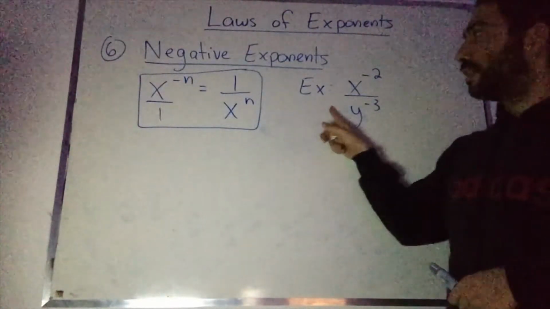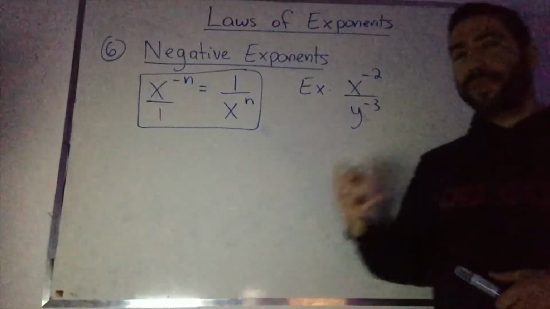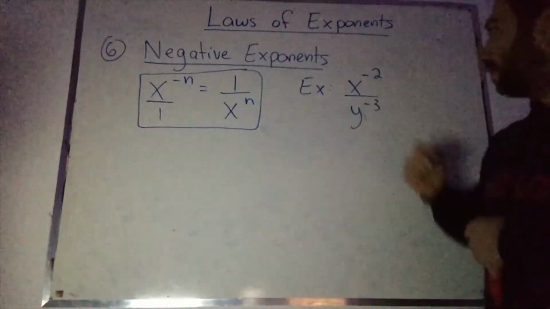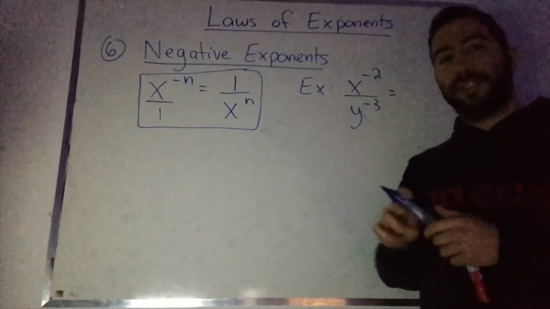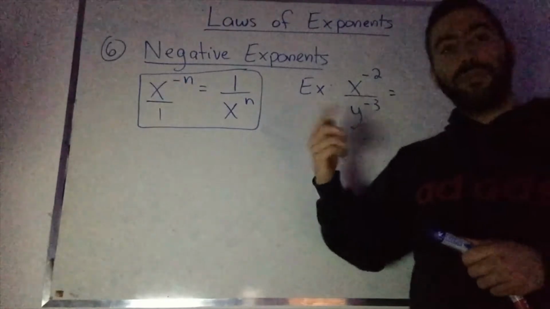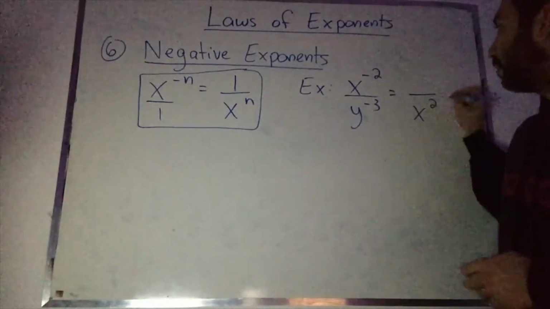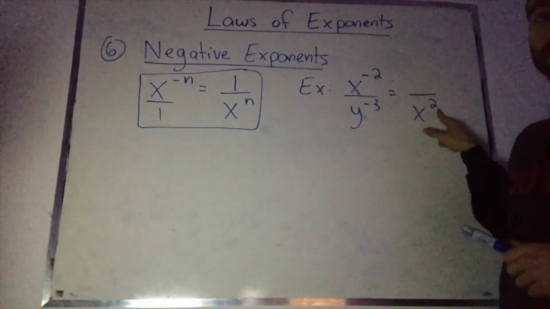So let's take a look at this example over here. We have x to the negative 2 divided by y to the negative 3. How do we get rid of the exponents? We essentially just flip it. Okay, so x to the negative 2, the x is upstairs and he's angry. His exponent is negative. What do? Bring him downstairs. And he's happy. So we have x to the 2 on the bottom. So the negative 2 went downstairs and turned into a positive 2.